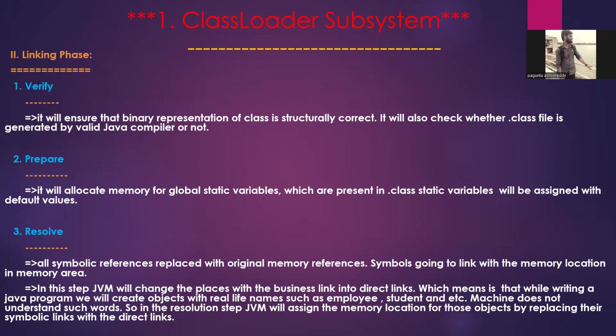Then resolve: all symbolic references are replaced with original memory references. Symbols are going to link with a memory location in the memory area. In this step, JVM will change the symbolic link into a direct link. Which means that while writing a Java program we create objects with real-life names such as employee, student, etc. The machine does not understand such words. What is employee, student? The machine does not understand. So in the resolution step, JVM will assign the memory location for those objects by replacing their symbolic link with the direct link.